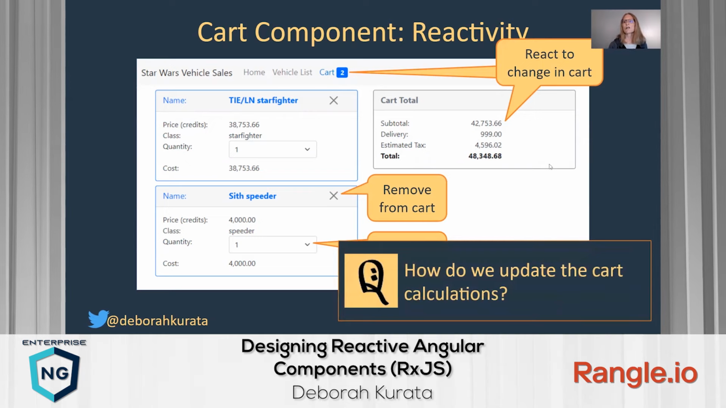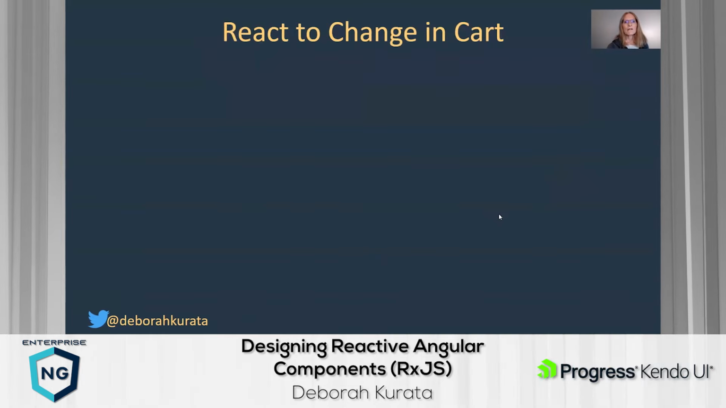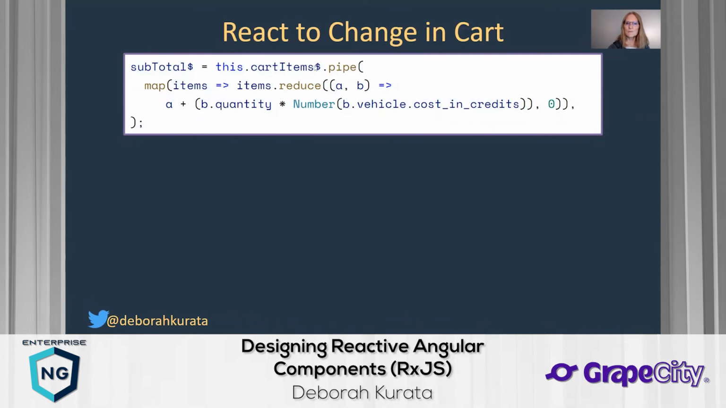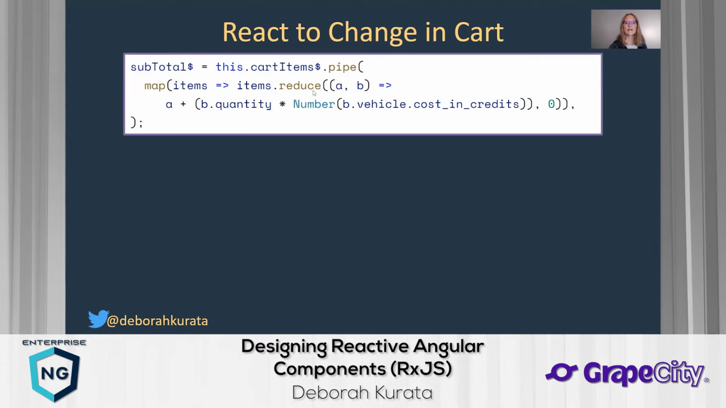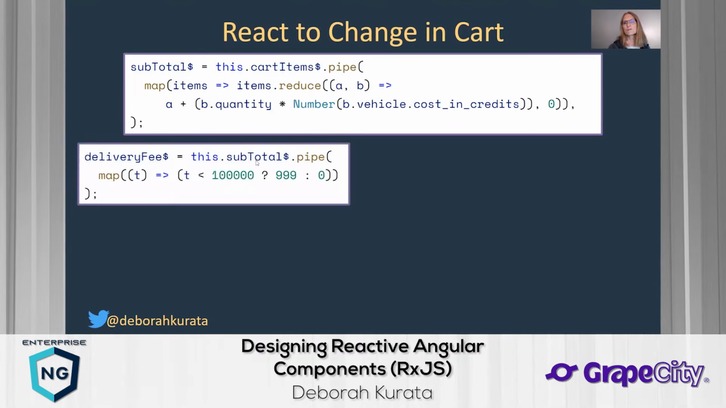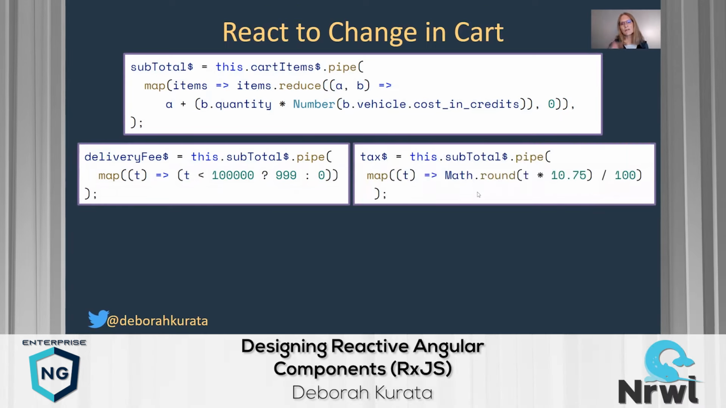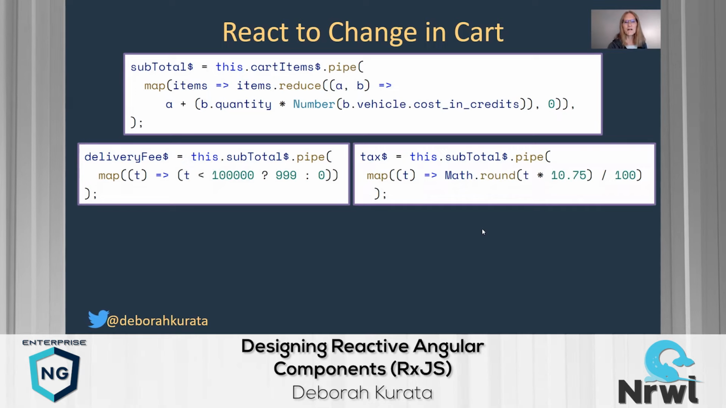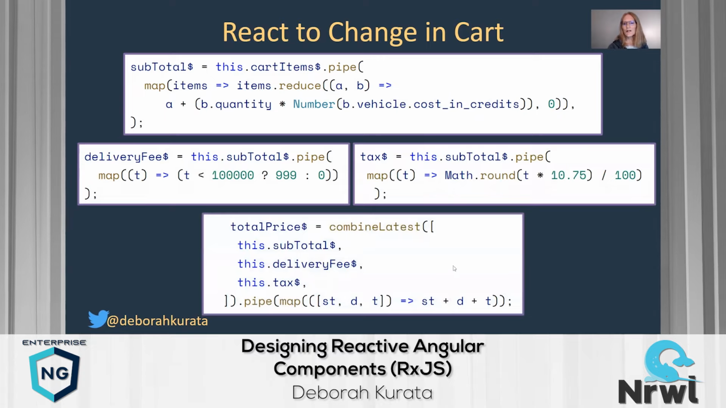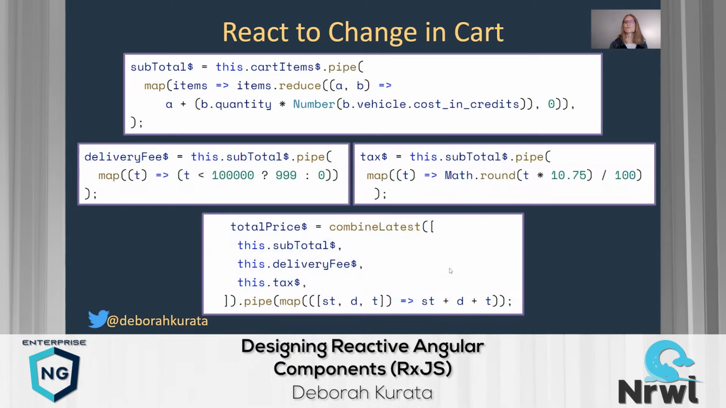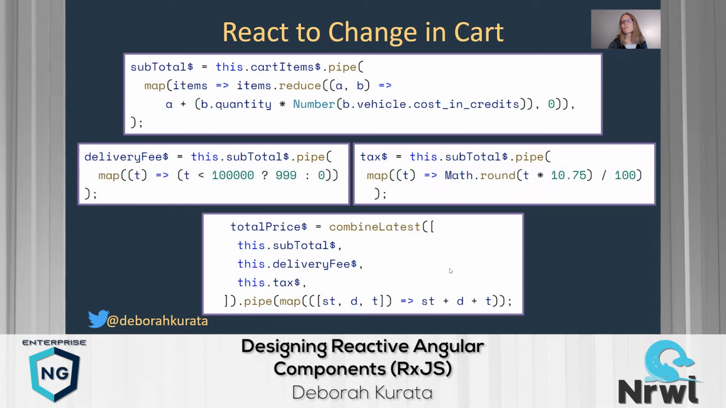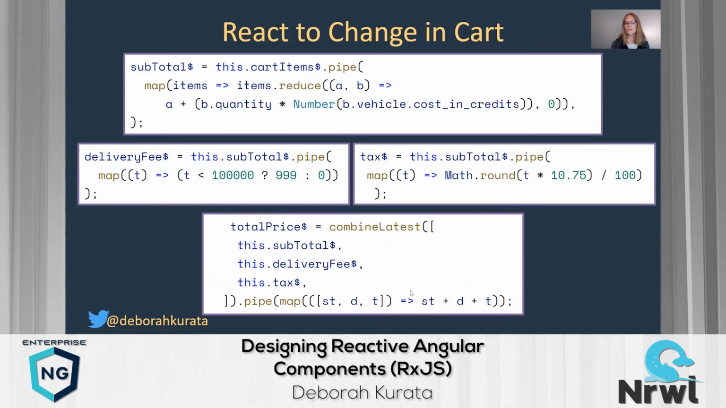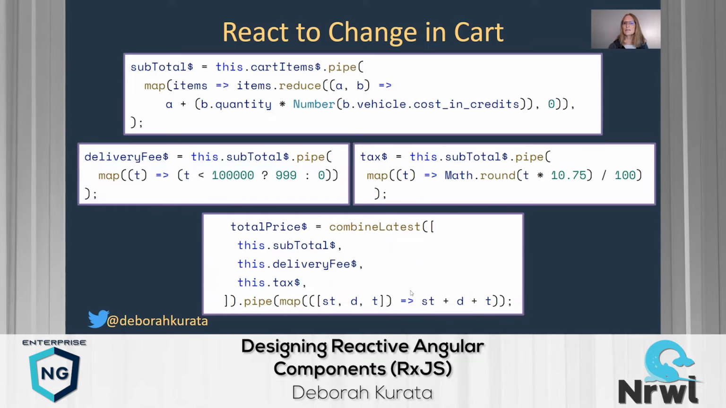How do we update the cart calculations? To react to a change in the cart, we can do a subtotal, which takes our cart items and uses a reduce to total all of that up. Our delivery fee is based on the subtotal. Our tax is based on our subtotal because we need to ensure that the empire gets its appropriate fees here, and we need our total price. Again, since we want to react to multiple streams, our subtotal, our delivery fee, and our tax, we're going to use combineLatest so we can work with all of those three streams together and be notified when any of the three of them change.